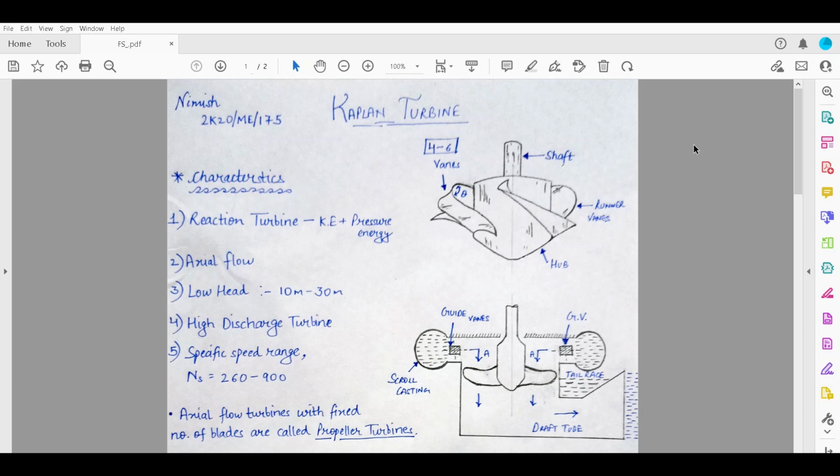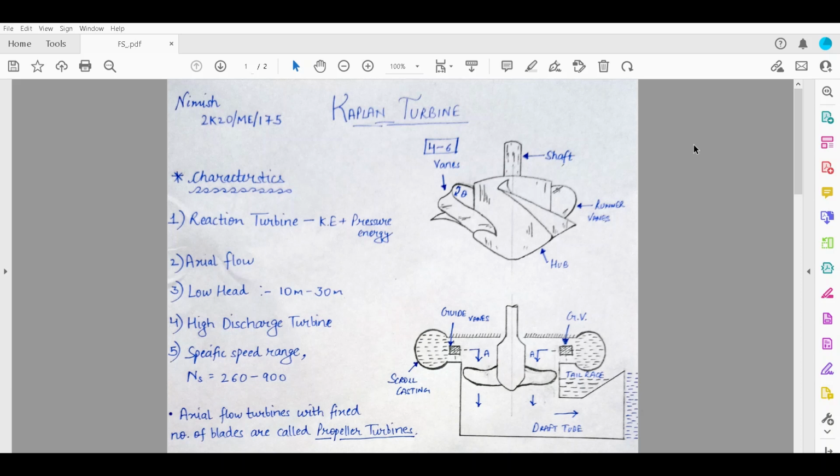Moving ahead, it is a low head operating turbine, whose values differ from 10 meters to 30 meters. It is a high discharge turbine because a huge amount of water is used in this particular turbine. It has a specific speed range of 260 to 900.